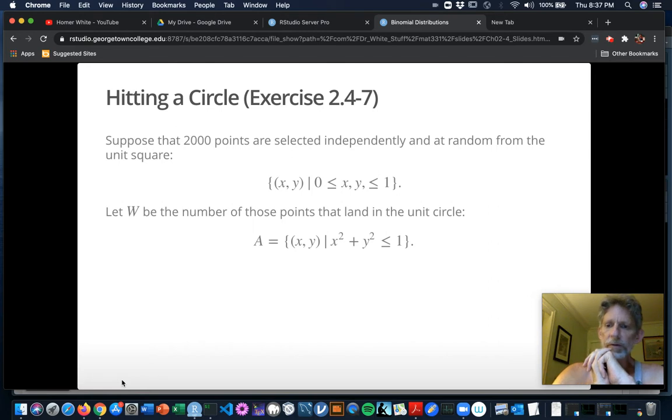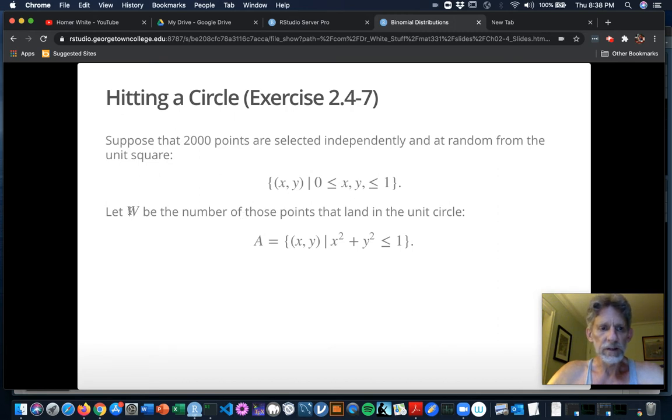Suppose that 2,000 points are selected independently of each other and totally at random from a unit square. So it's as if you had a square, and I'm sorry, there's a slight typo here, and I don't have time to fix it, but that should be a -1, and so this square goes from -1 to 1 on the x-axis, -1 to 1 on the y-axis. I'll show you a picture of it in just a minute.